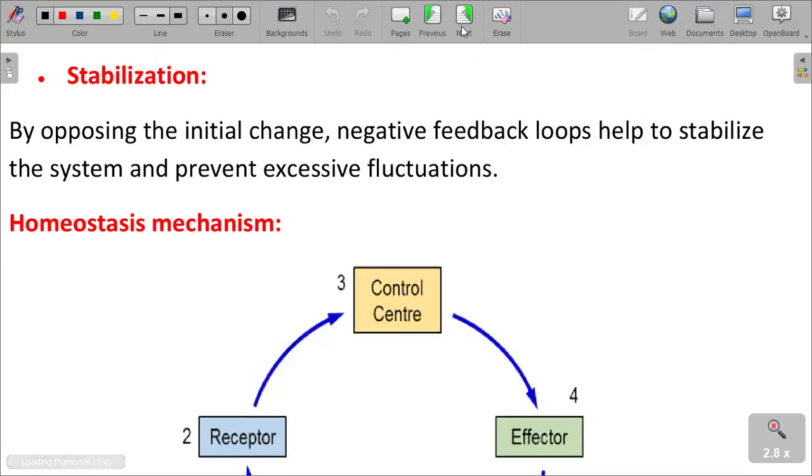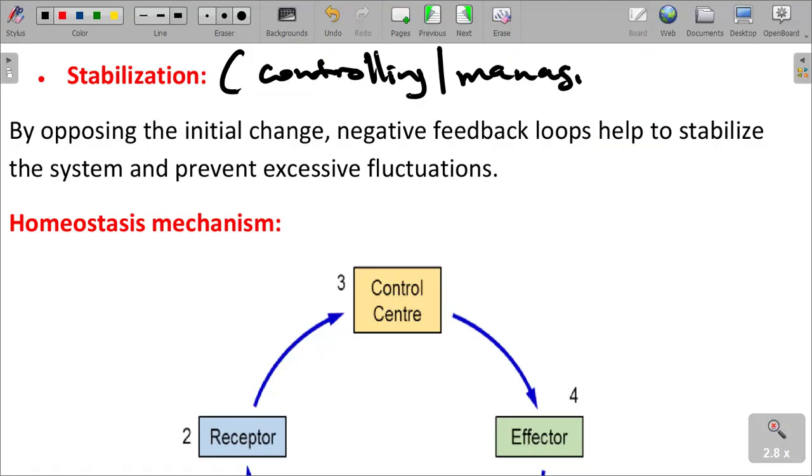So what happens is that when changes are identified, there is stabilization. Stabilization is therefore the ability of that control center to bring back a change that has been identified. So by opposing the initial change, negative feedback loops help to stabilize the system and prevent excessive fluctuations. So stabilization is basically controlling, or we can talk about managing the change that we have talked about there. Managing the change, class. Managing the change.